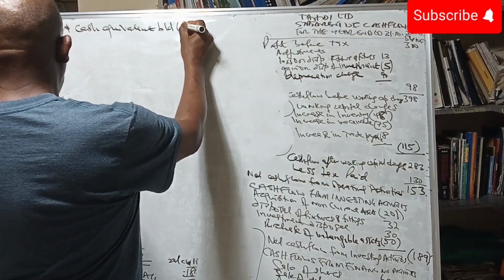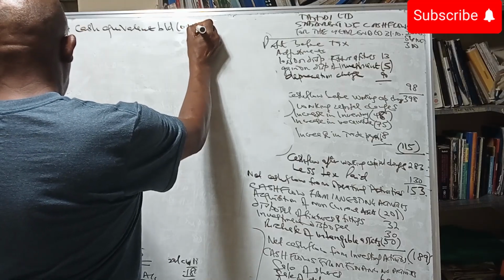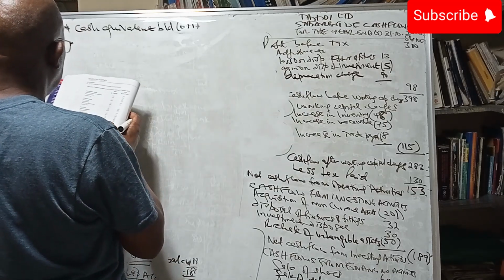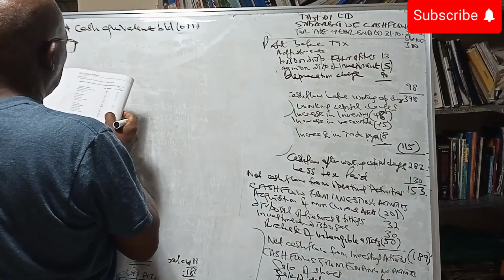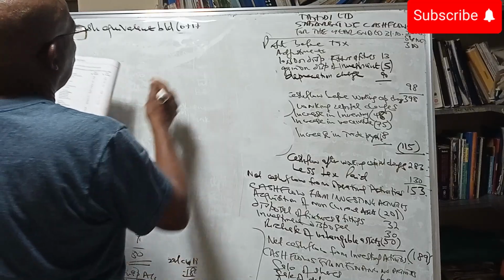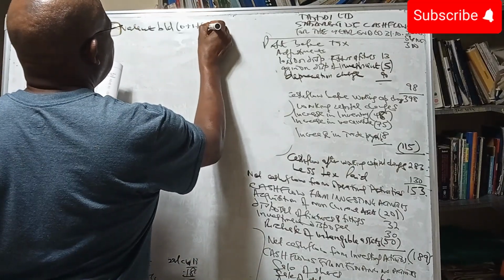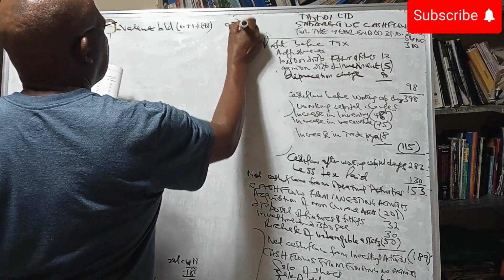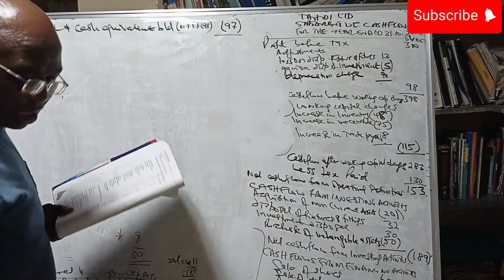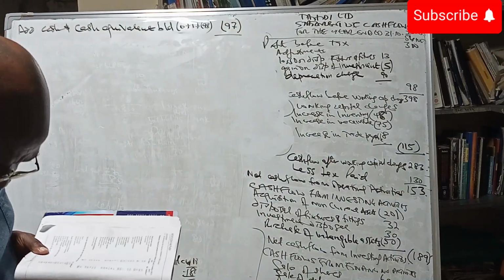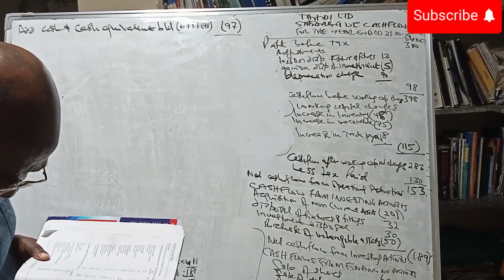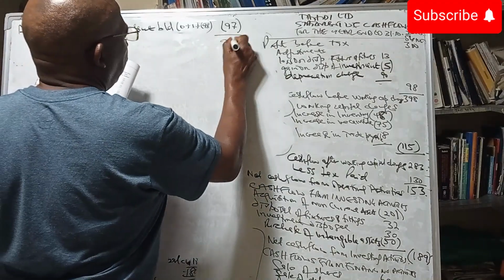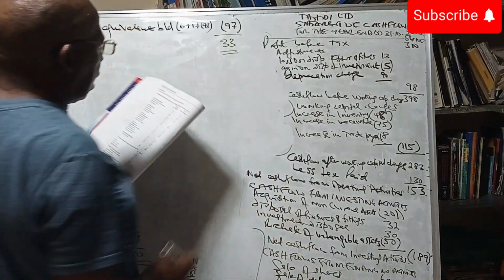Plus we had cash amounting to 1 million, and we had a bank overdraft amounting to 98, negative 98. And therefore we had 97, and all of it is negative. So 64 minus 97, we get a figure of minus 33. So this is supposed to be the closing balance.